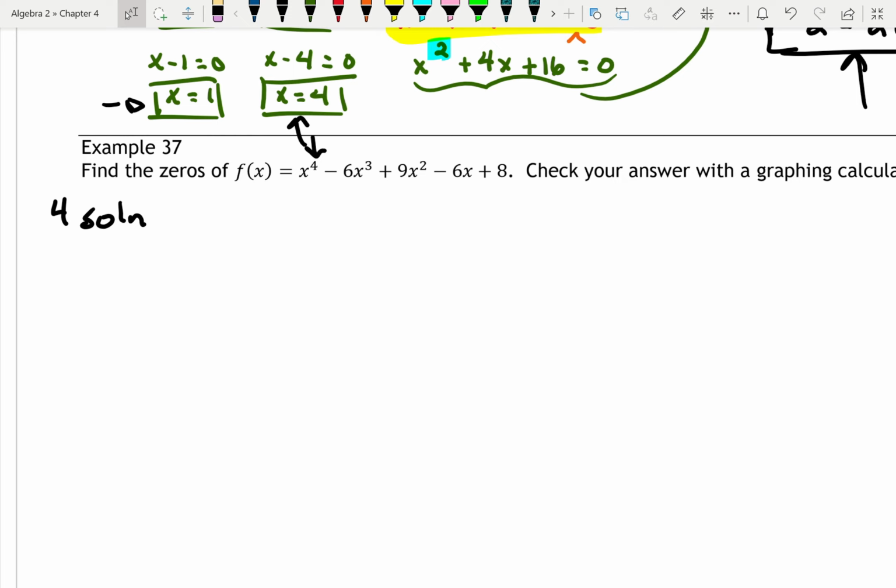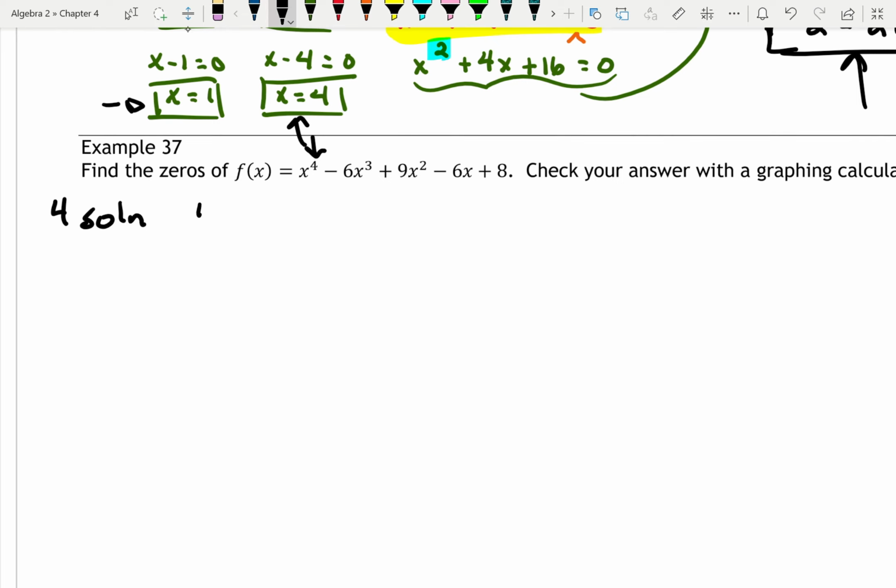So I count my terms. I have 1, 2, 3, 4, 5 terms, and we don't have any way to factor something with 5 terms. The longest we can go is 4 terms, and that's factoring by grouping. But this one has 5, so we don't have a good way to do that yet. So that means we're going to have to resort to using division.